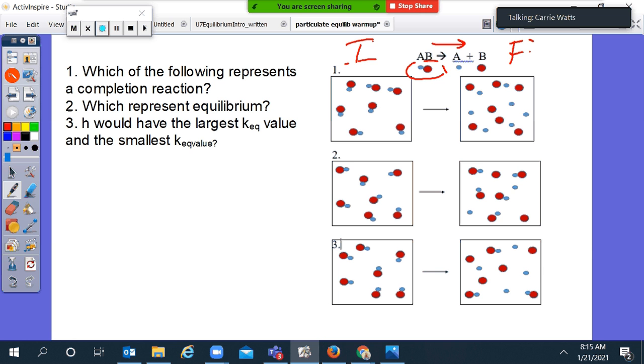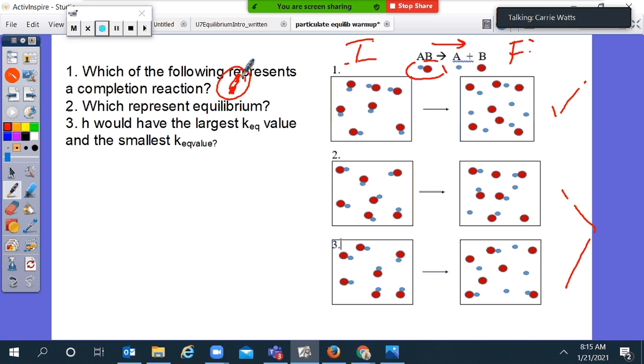If I look at the 3 pictures, I see that number 1 looks good. It has no blue and red together, so it looks like it completely broke apart to A plus B. The second one looks like a mixture of AB and A and B, and number 3 also looks the same. They both have reactant and product in them. So my answer for number 1, the only choice, would be 1. Number 1 goes to completion.